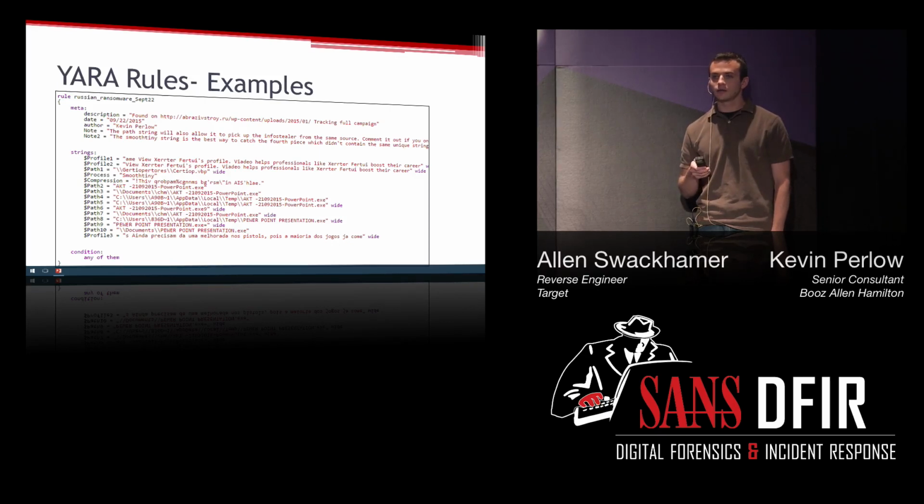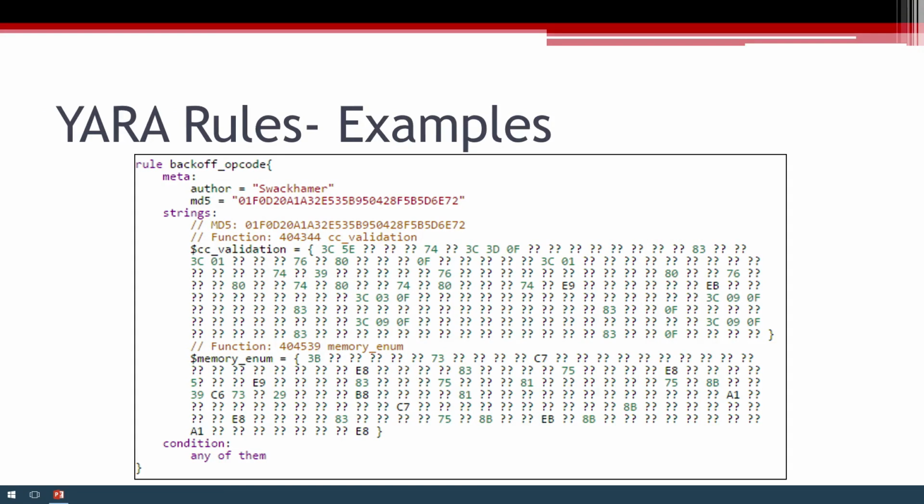This slide shows a point of sale malware example. It's a little bit different. This is hex-based, really opcode-based, and that's something else you can look at while you write these rules.